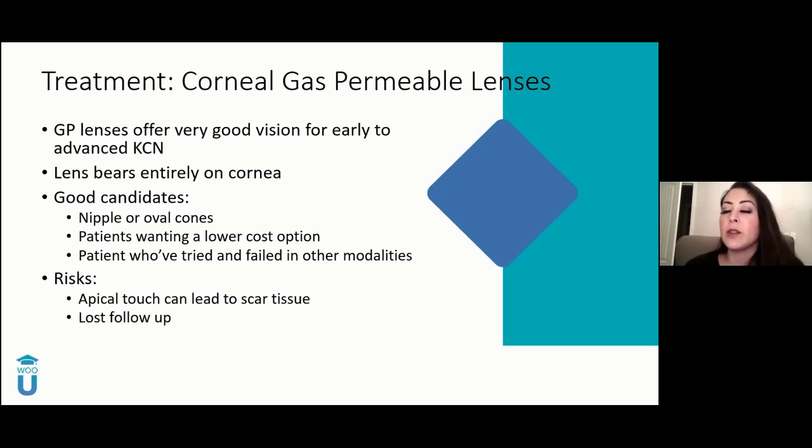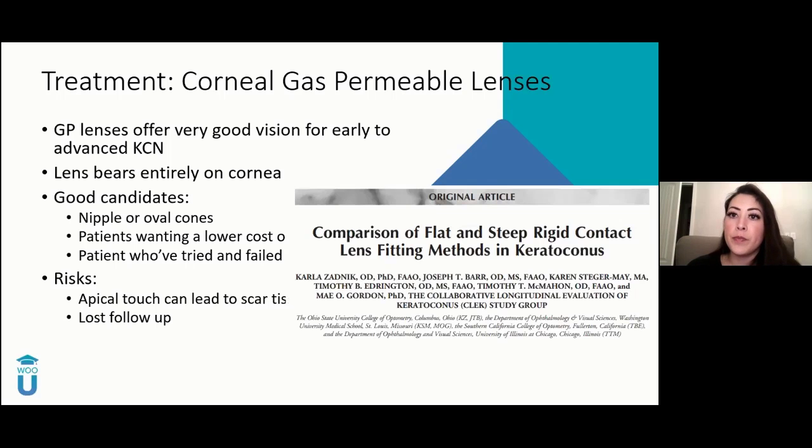And then they come back and they're like, oh, I got busy, I forgot this and that. And now their keratoconus has progressed, and now the lens is fitting super flat. So now they're at risk for scar tissue and all sorts of other issues. So you have to realize that that could also be an issue that comes up.